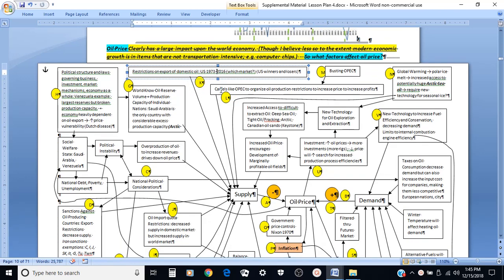HIJKL. So another factor is cartels like OPEC, which control production levels. It's a cartel that sets production quotas, right, to restrict production, to increase price, to increase the profits. That affects the supply and subsequently the price. LM. Busting OPEC. So if OPEC is a problem, like Admiral Woolsey, director of the CIA, said, busting OPEC could have an impact, right? And I say global warming.